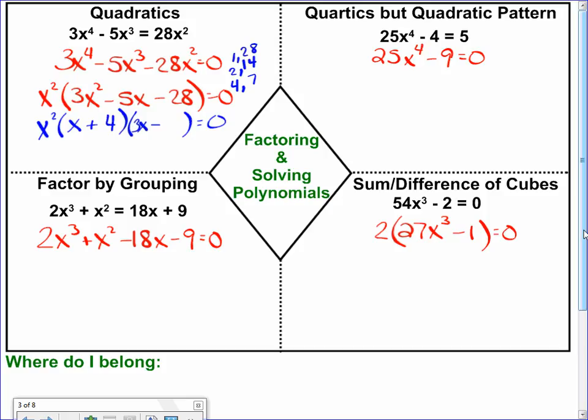All right, 4 and 7. So if we check, we get 12x minus 7x. We have to switch the signs? Yeah, because we want that to be negative.